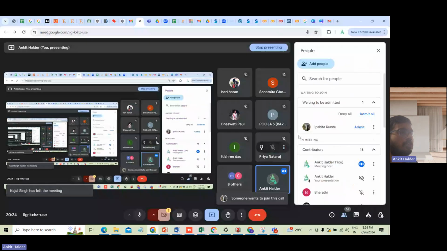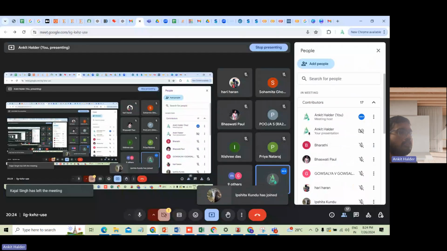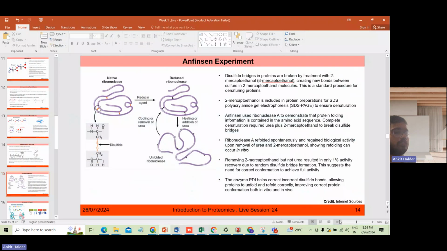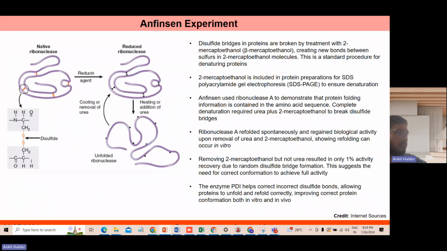I think those who are aware of the concept of DSP also know the principle behind using beta ME. So this is included in protein separation, SDS-PAGE, to ensure the denaturation.